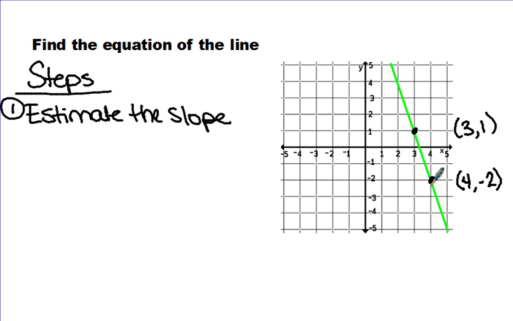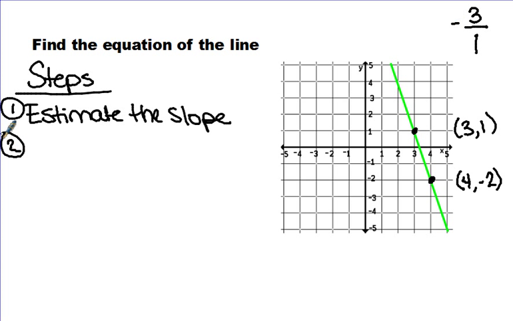From -2 up to +1, I moved 1, 2, 3 places. And to get from 4 over to 3, I moved 1 place. Remember, slope is always rise over run, or change in y over change in x. So our slope is 3 over 1, and it's going to be negative because our line is going downhill from left to right. So our slope is -3 over 1, or just -3.